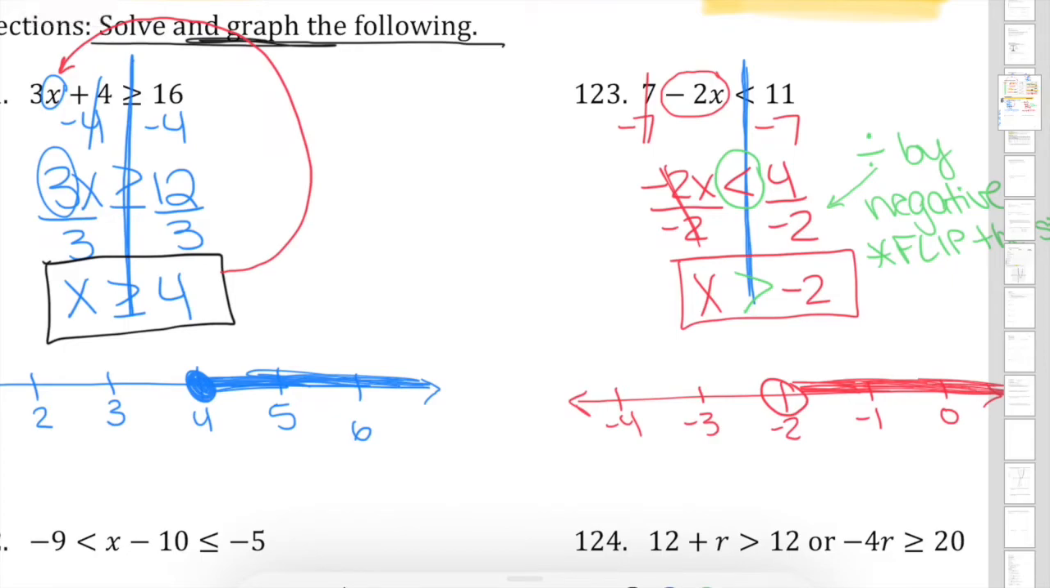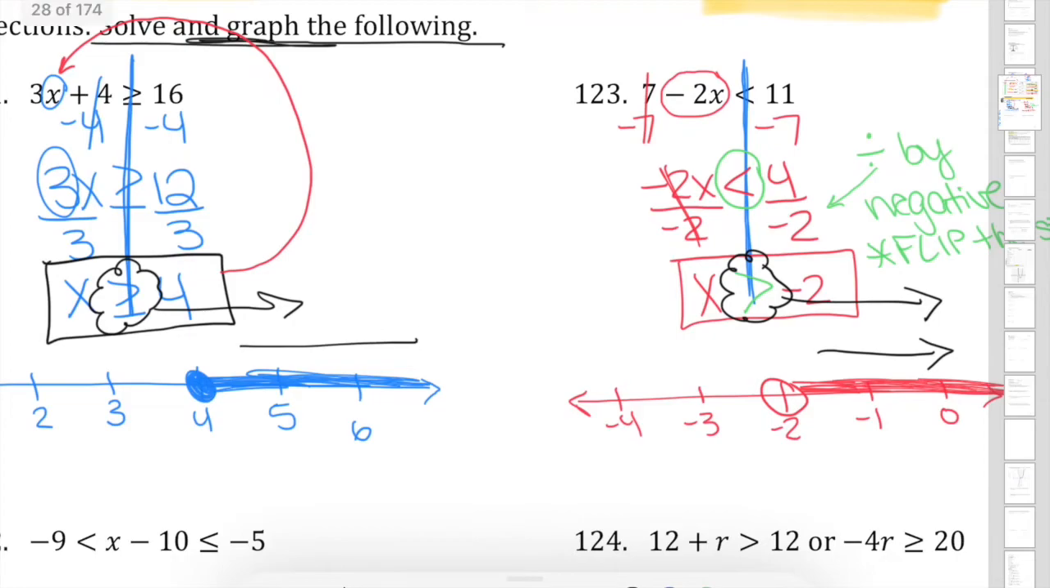Something that is a nice little trick if you're at all interested. I know everyone usually loves tricks. See how the greater than is pointing to the right? That means shade to the right. See, this one also, greater than or equal to, is pointing to the right. That means you shade to the right.